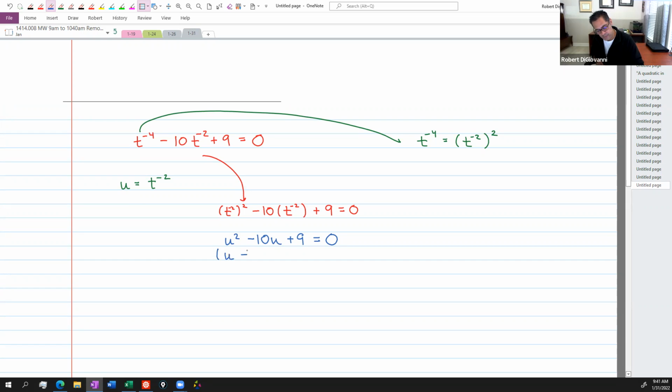I factor. It does factor, and I get two solutions, 9 and 1.